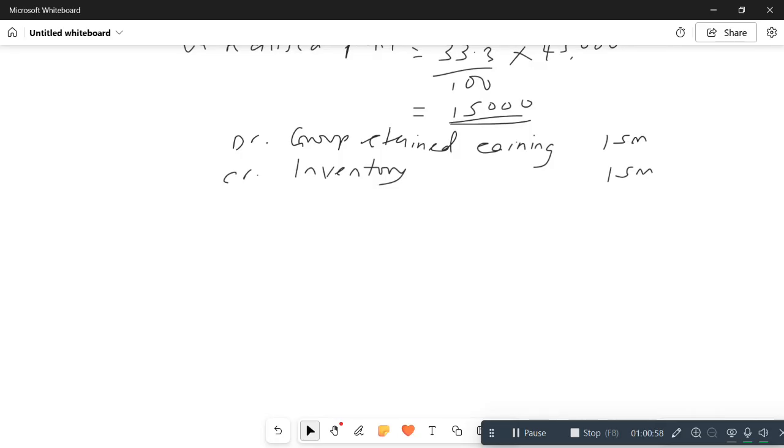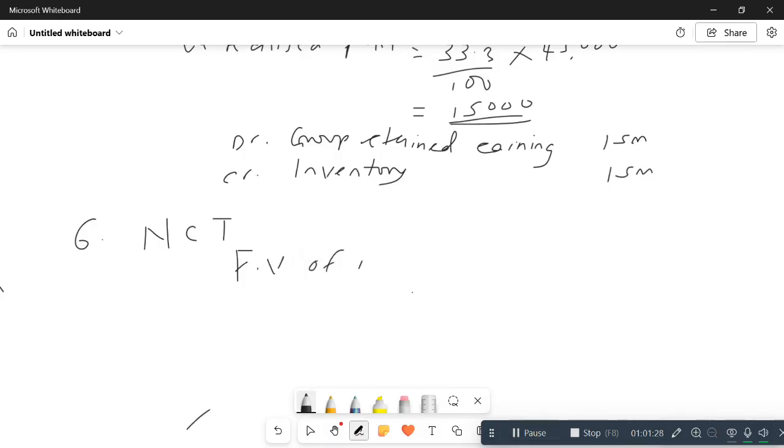Step 6, non-controlling interest. This one will also form part of equity, though on a separate line. So we need to determine it at this point and we take it to our balance sheet. Our NCI, let's do it very fast. The fair value of NCI at acquisition date must be given somewhere.